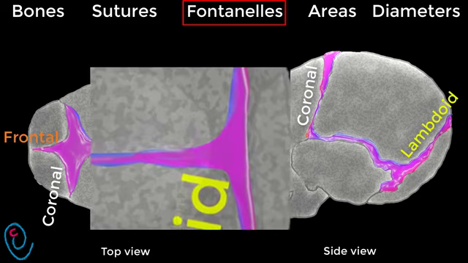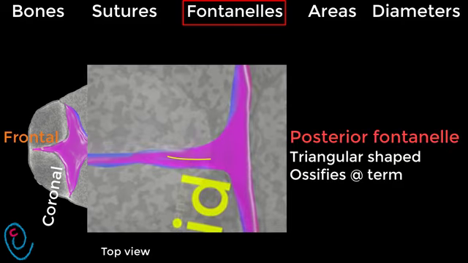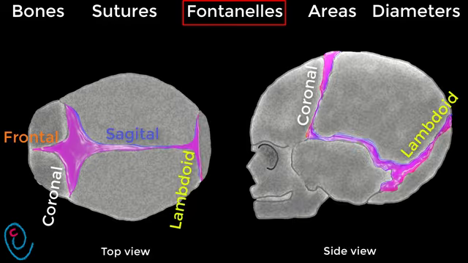The posterior fontanelle is triangular in shape. It connects between sagittal suture anteriorly and lambdoid sutures laterally, and it becomes ossified at term. Some fontanelles have no obstetric importance, such as anterior inferior fontanelle and the posterior inferior fontanelle. Sutures and fontanelles play an important role during labor in identifying the degree of flexion of the fetal head. Also, they facilitate molding.